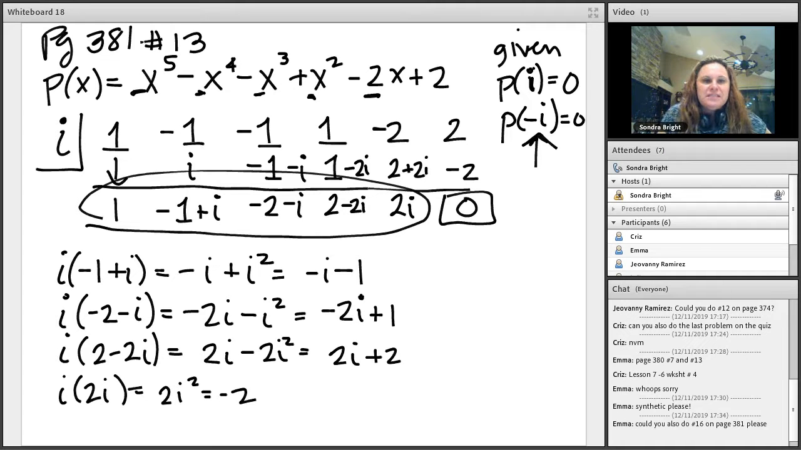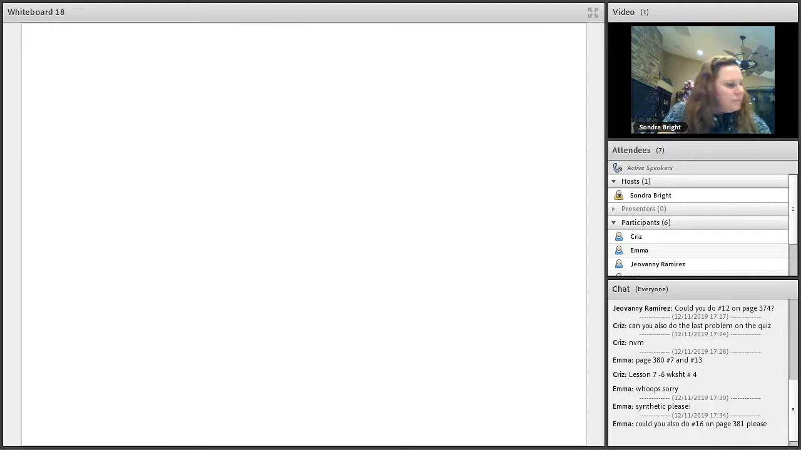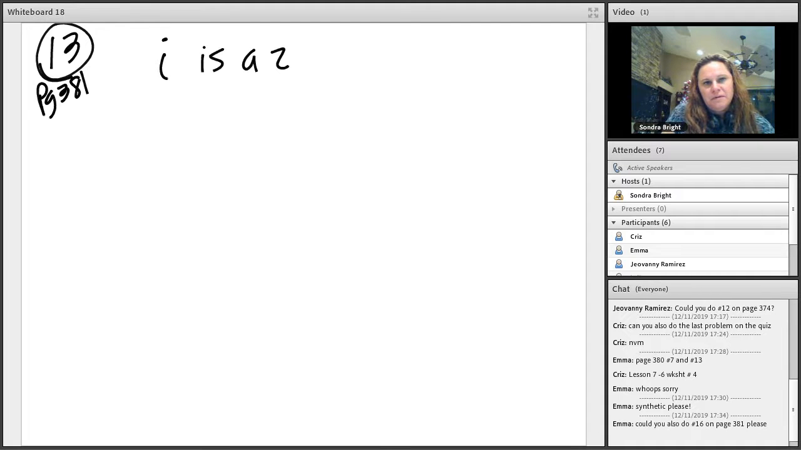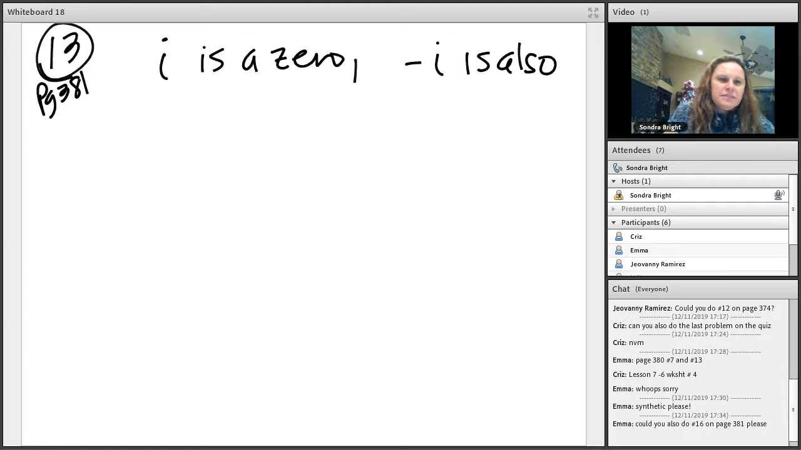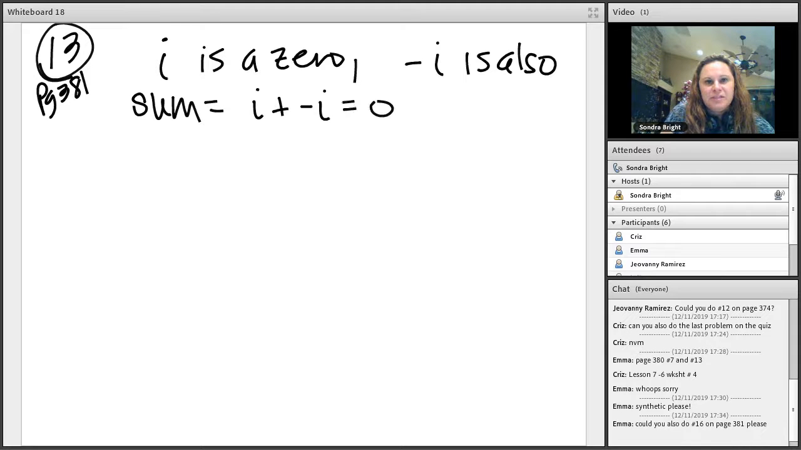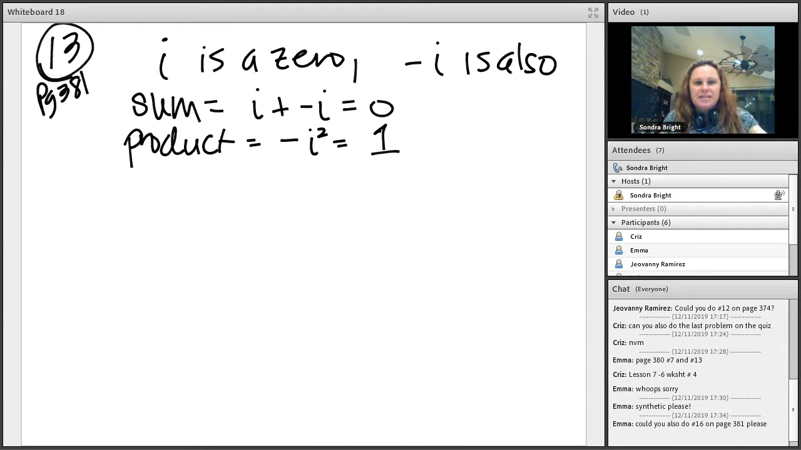Okay, let's do this a different way then. This is 13 again, on page 381. Okay. If I know that i is a 0, then so is negative i. And so let's find the quadratic. The sum of these two guys would be i plus negative i, which is 0. Their product will be i times negative i, which is a negative i squared, which is a positive 1. It's a negative of a negative 1.